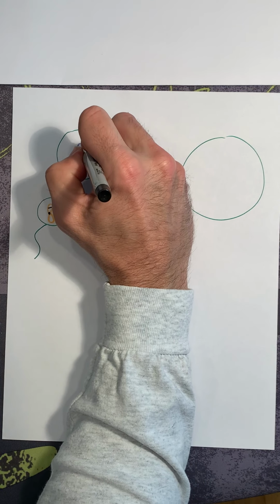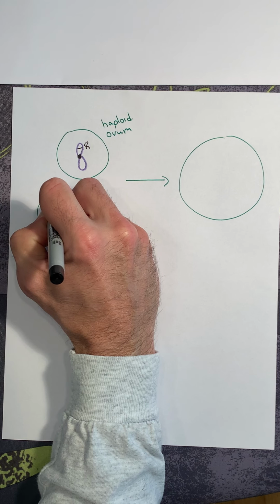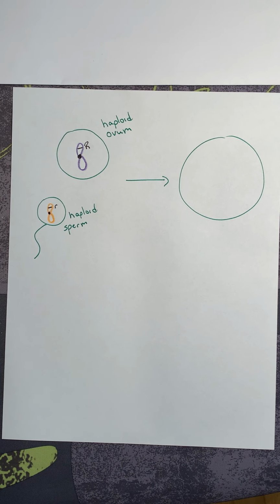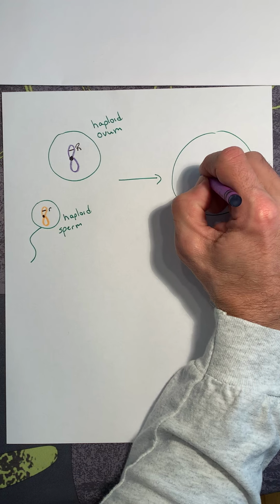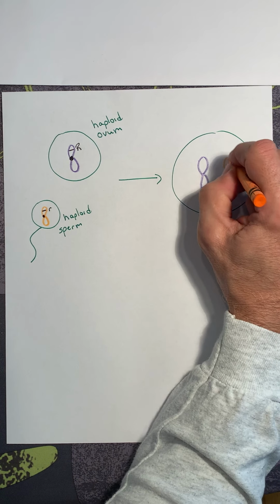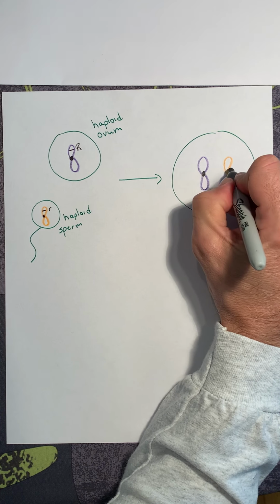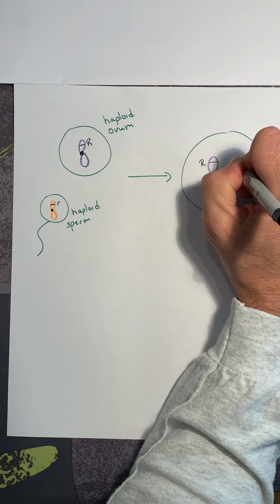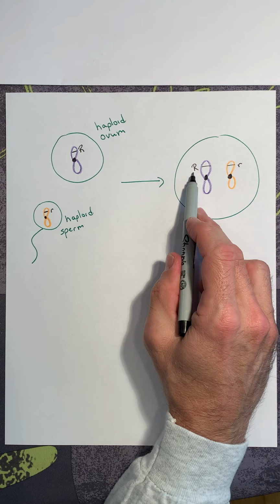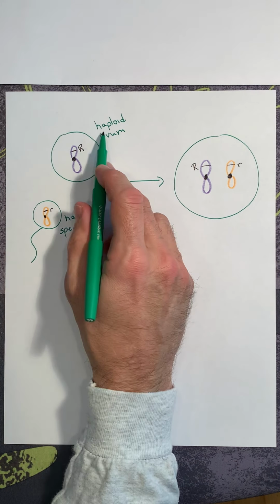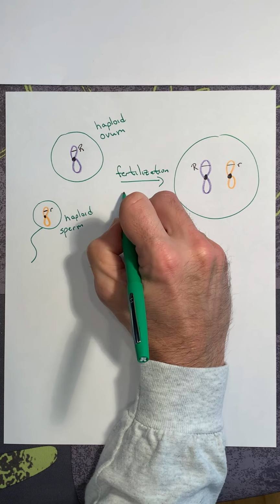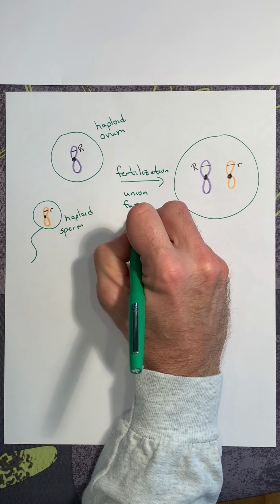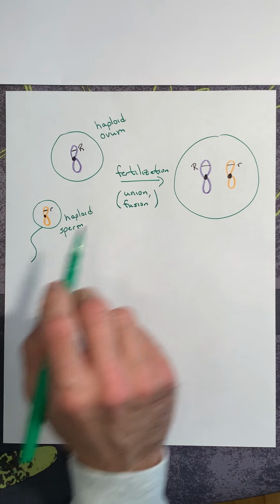And so let's say that the mother contributes a dominant R, the biological father contributes the recessive or lowercase r. So these are your biological parents here. And then here's the offspring that they produce. Here's your homologous pair of chromosomes. And the offspring receives a dominant R and a recessive r. Haploid fusing or bonding by fertilization. This is a union or a fusion, however you want to say that. This is the process of fertilization.